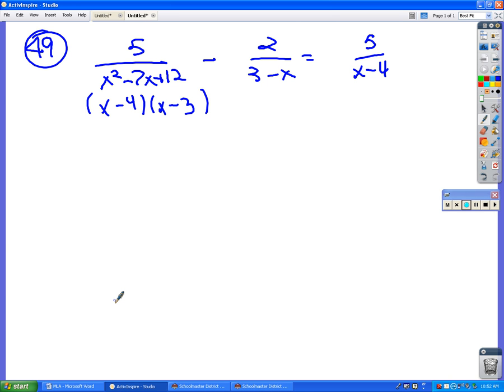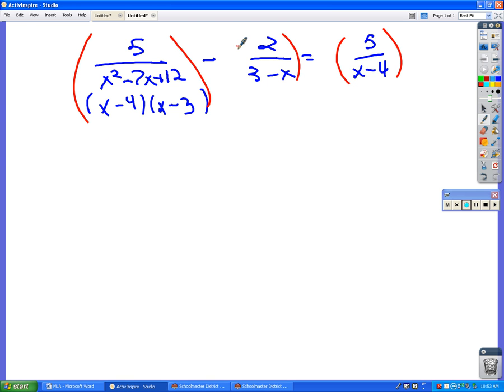But yesterday, didn't you say something like 3 minus x? Right, you wrote this down wrong yesterday, you wrote 3x, but it's 3 minus x, okay? And so that's gonna come into play in just a second. And so what do I have to multiply everything by in order to get everything to cancel? x minus 3, x minus 4.